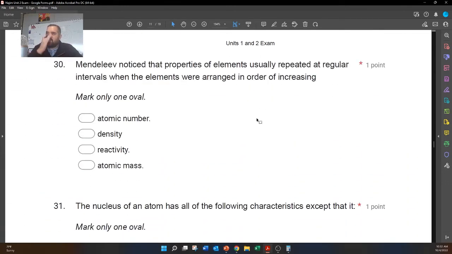Mendeleev noticed that properties of elements usually repeat at regular intervals when the elements were arranged in order of increasing atomic mass. So remember Mendeleev, he was the father of the periodic table, and he originally lined everything up by atomic mass.